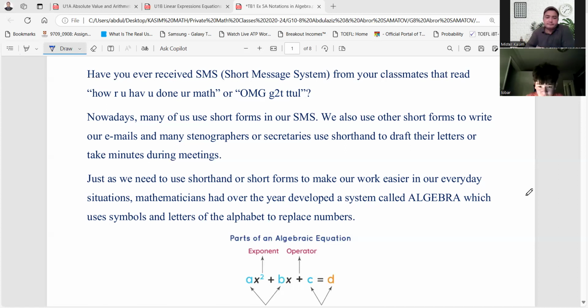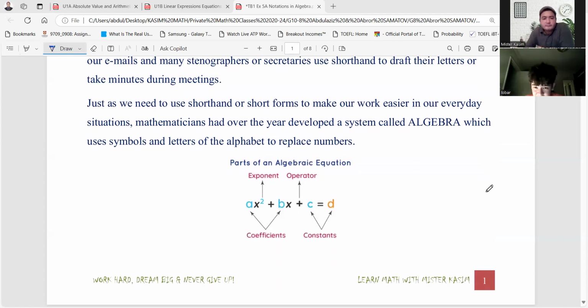Okay, continue. Shorthand to draft their letters or take minutes during meetings, just as we need to use shorthands or short forms to make our work easier in our everyday situations, mathematicians over the years developed a system called algebra, which uses symbols and letters of the alphabet to replace numbers.